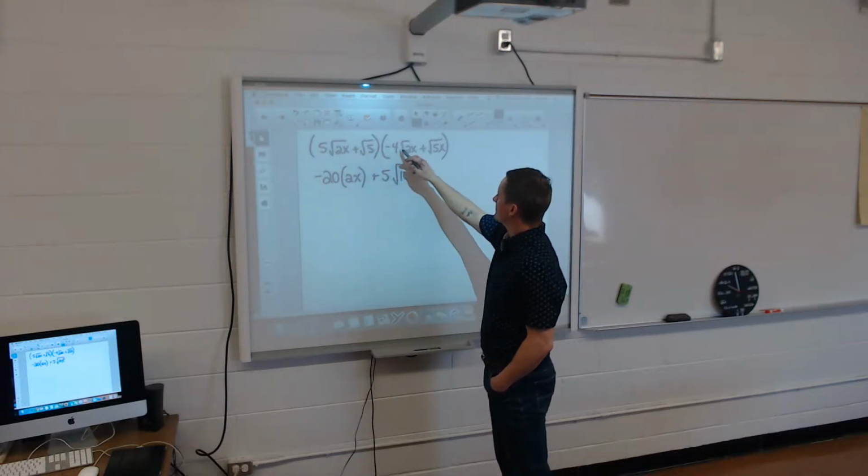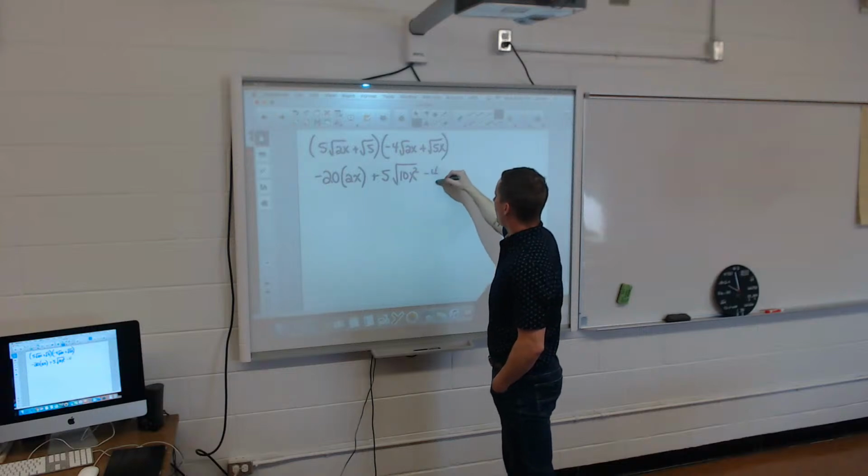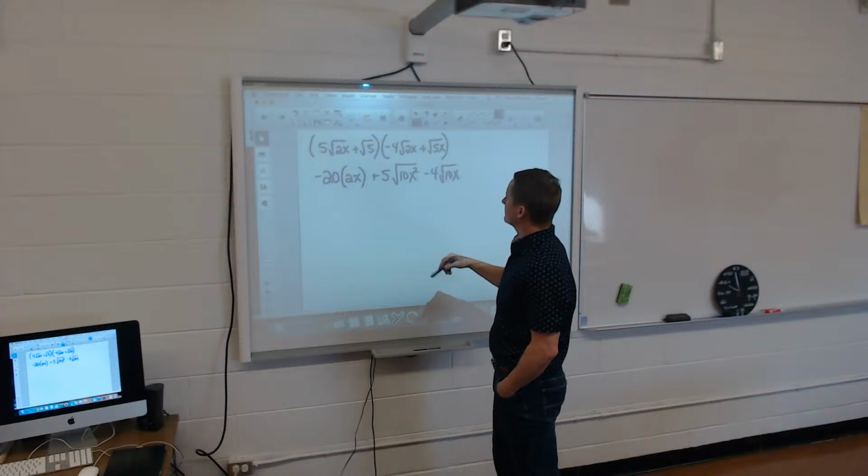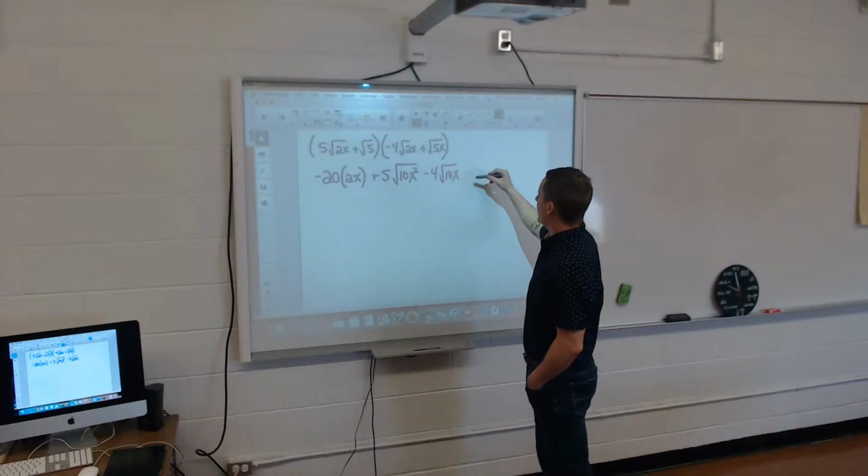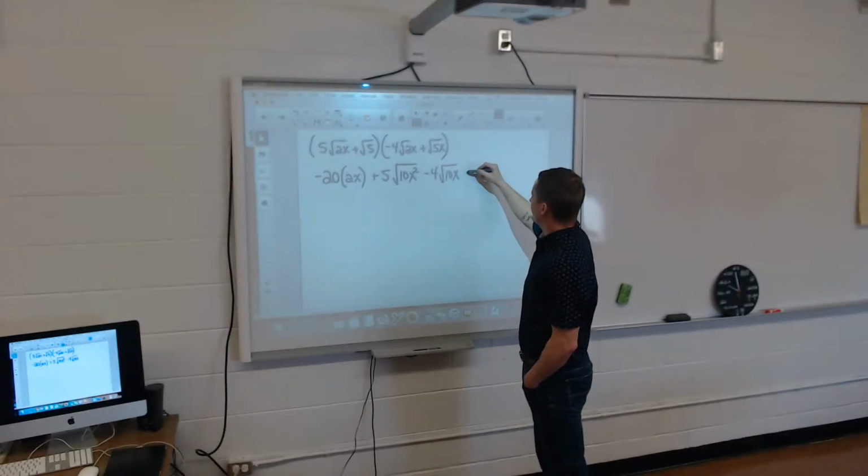Inside, root 5 times minus 4 root 2x is minus 4 root 10x. And root 5 times root 5x is going to give me plus root 25x.